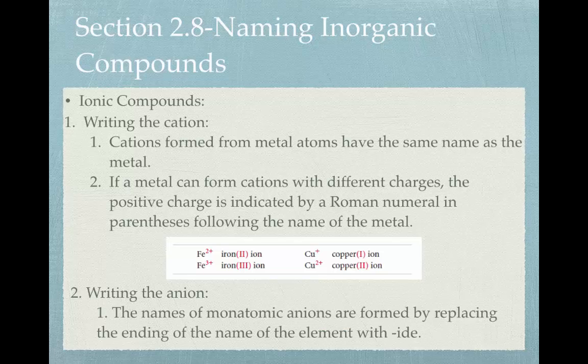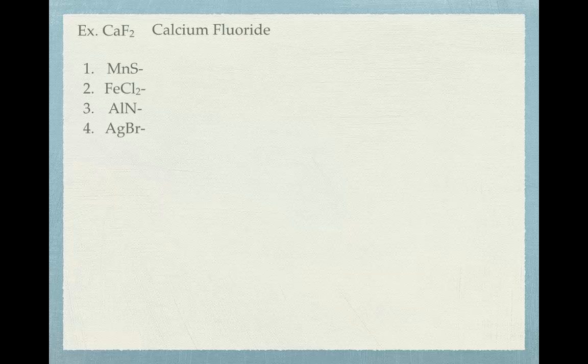When I'm writing the anion, all I have to do is replace the ending of the name of the element with IDE, and that's just talking about a monatomic anion. So for example, Br, instead of bromine, becomes bromide. Oxygen becomes oxide. So for example, if I have CaF2, calcium always has a +2 charge, so I'm just going to write calcium. Then for fluorine, I need to write it with an IDE ending, so the final name, the nomenclature, is calcium fluoride. So please do these examples right now.